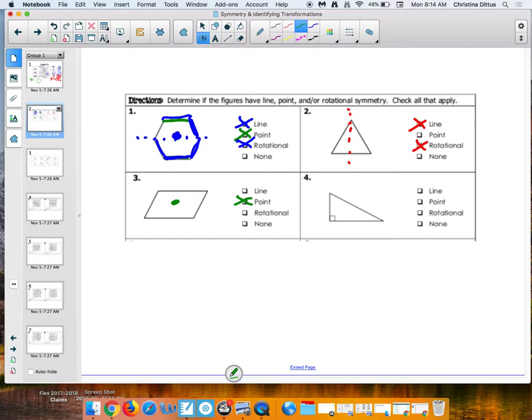Yeah. So anytime it's going to have point, it's going to have rotational as well. Okay? It can have rotational without having point, like number 2. But every time it has point symmetry, it will have rotational symmetry, because if it works with 180, it's going to work rotating at 180. Look at number 4. Can I draw a line somewhere on there and mirror it on itself? No. Can I flip it upside down? No. Can I rotate it any degree and have it look like itself? No. So this one's got nothing.